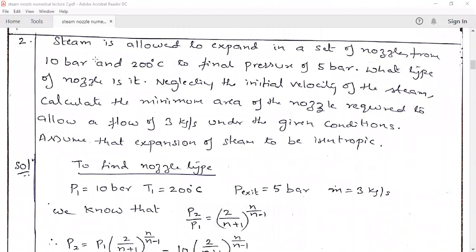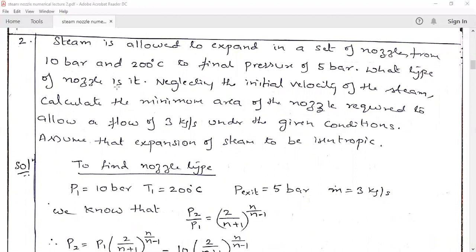The second problem says the steam is allowed to expand in a set of nozzles from 10 bar to 100 degrees centigrade. Whenever they give a temperature, make sure normally it will be superheated steam. So 10 bar 200 degrees centigrade is the condition of the steam which is entering the nozzle, and it is expanded to a pressure of 5 bar.